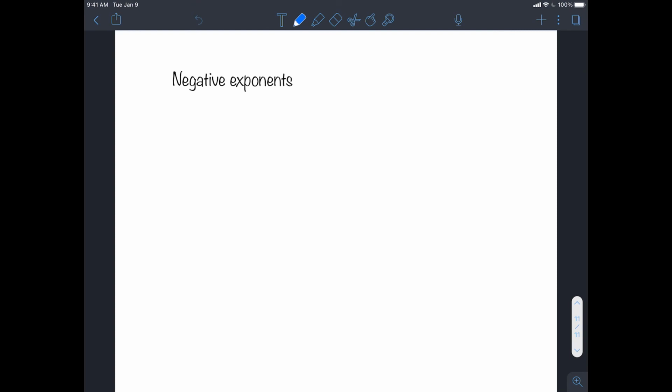In order to understand negative exponents, we just need to extend the patterns that we looked at for zero exponents and see what the results are. So let's take a look at this pattern. We'll start with 16, 8, 4, 2, and 1. And then let's think about what the next number in the pattern would be.